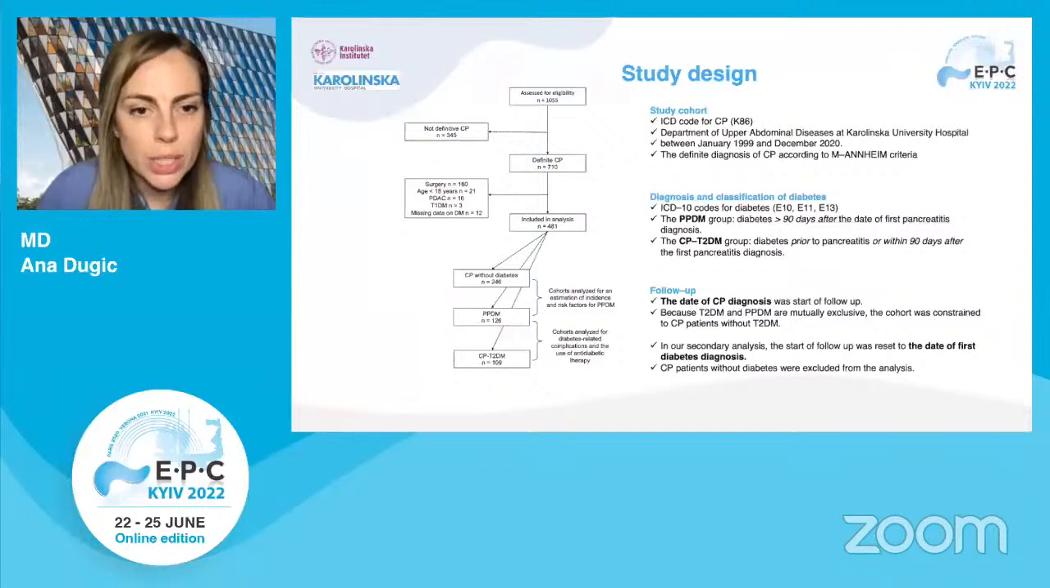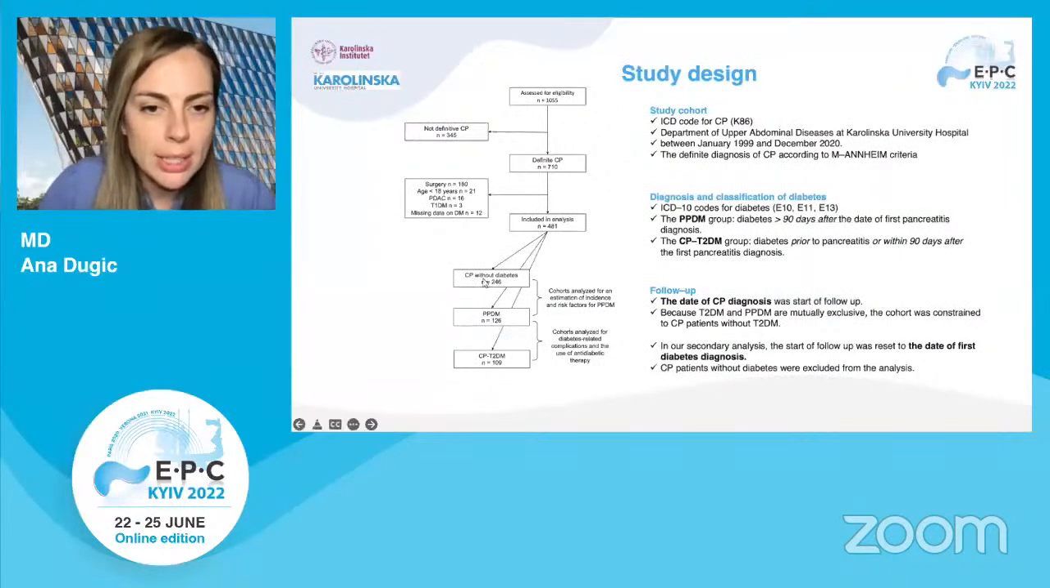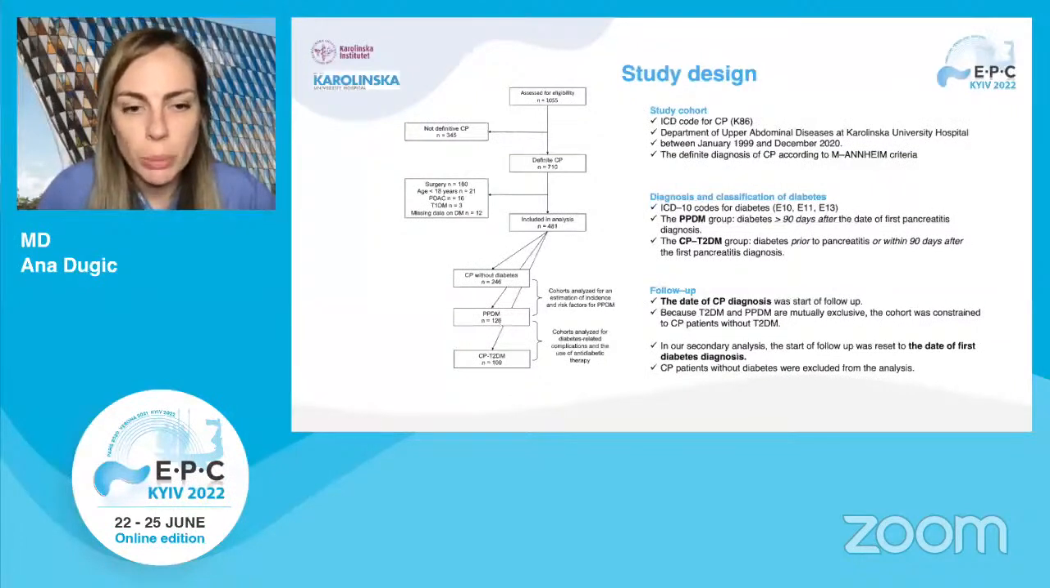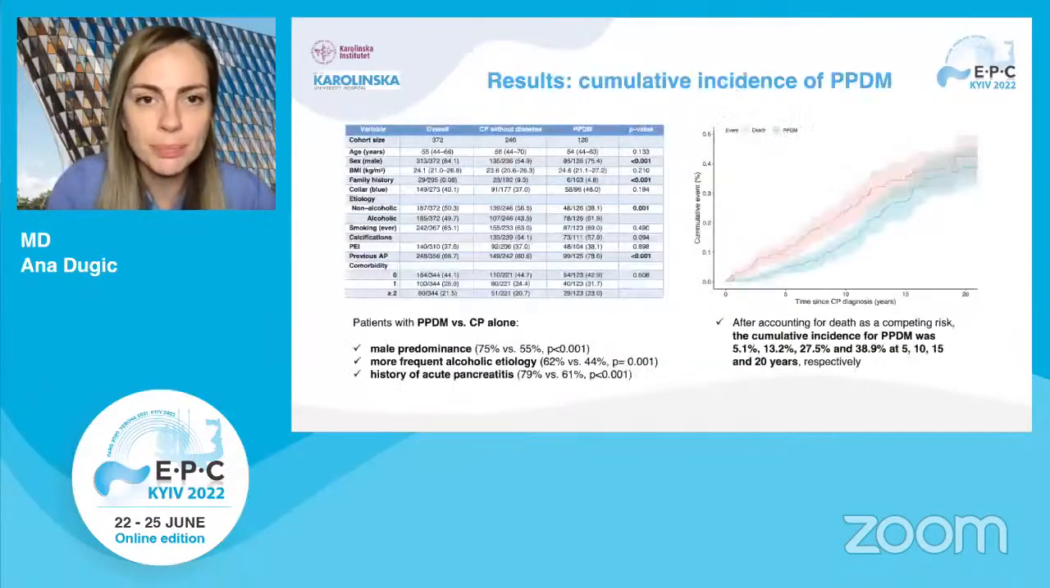After establishing these groups, we performed 2 analyses. In the first analysis, we estimated incidence and risk factors for PPDM, and we included 2 groups: patients with chronic pancreatitis and no diabetes, and patients with PPDM. The date of chronic pancreatitis diagnosis was the start of follow-up here. Additionally, we performed a second analysis where we compared patients with PPDM and patients with type 2 diabetes and chronic pancreatitis, and we assessed complications and the use of antidiabetic therapy. Here we reset the start of follow-up to the date of the first diabetes diagnosis.